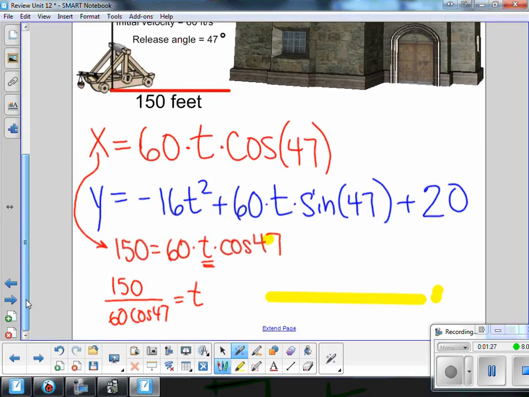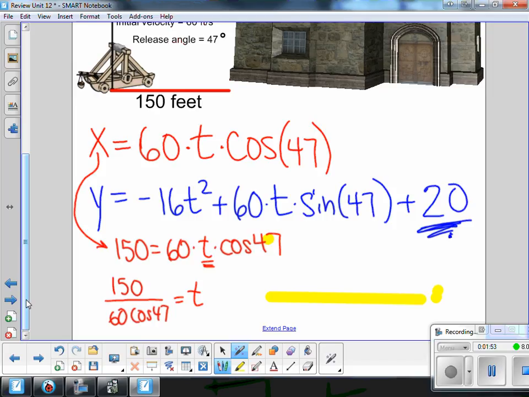It's going to fall well short of the wall that it's trying to go over. Here are the two equations that you should be using. Velocity, angle. Velocity, angle. Included with the y equation, which is height, is the gravity portion of it, negative 16t squared. And the initial height, think of that as like a starting boost that it got. It was released from a height of 20 feet off the ground.